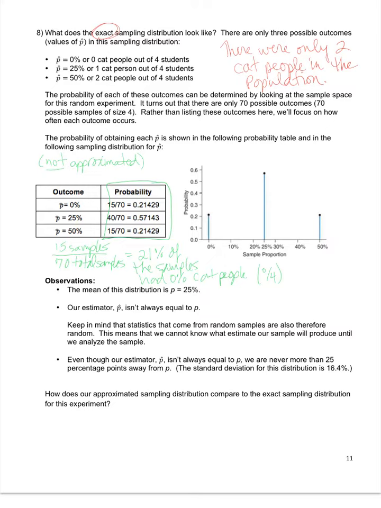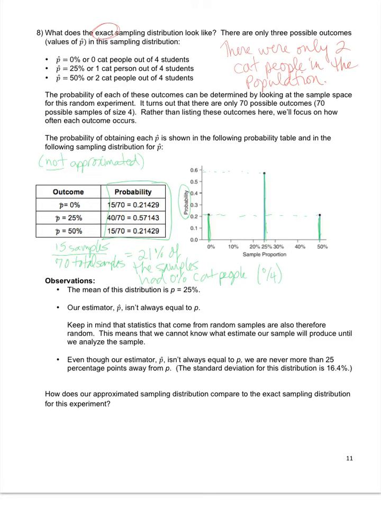Okay, in graph form, the vertical axis is labeled as probability. So notice that probability we just looked at, it's right here. 0% cat people has a probability of about 0.21. Getting 25% of your sample saying they're cat people, a little under 60%. And half of your sample, or 50%, are cat people, also about 21%.